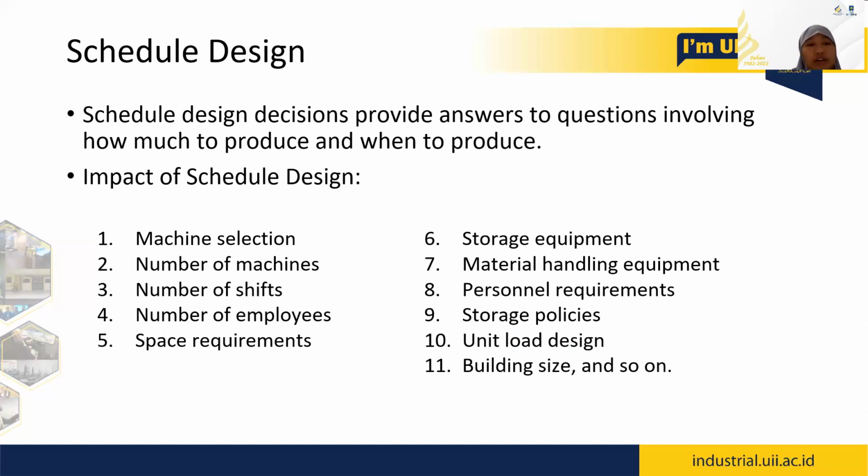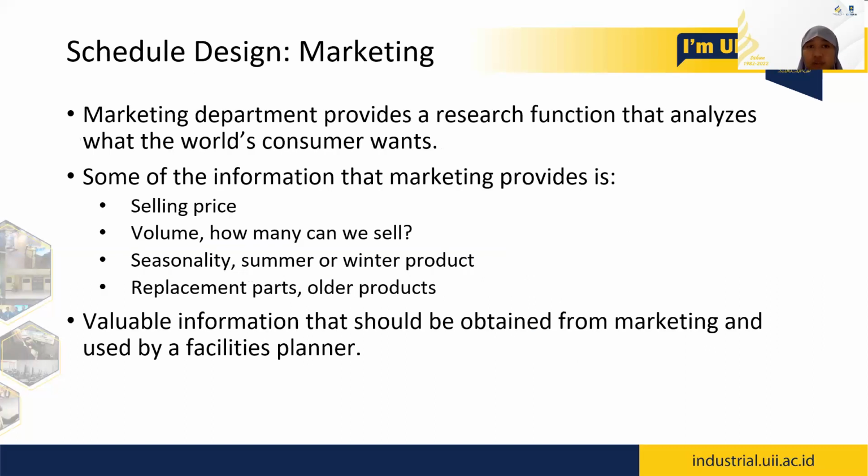And then later you will also need to find out the number of shifts, because we will be finding out whether the production should be continuous, considering usually the space availability, and then the number of employees. Okay, so aside from the production department, usually we also need to think about the material handling for our facility, the storage equipment, some of the personnel requirements, and the building size, and so on and so on.